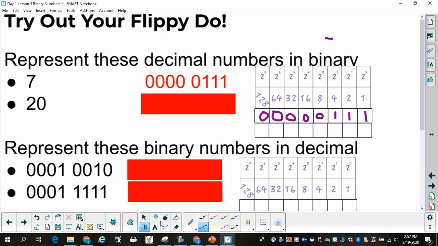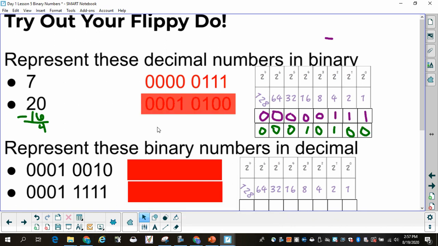Okay, let's go ahead and work it out together. I've got 20. So I'm going to run along here, and 32 is too much. So I know I don't want a 32 or 64 or a 128. But I can do a 16. Now, from 20, if I subtract 16, because I've already taken care of 16, I have 4 left over. Well, 8 is too much. Oh, I need 1, 4, and then I'm done. So I can pad it out with zeros. And here I have 0, 0, 0, 1, 0, 1, 0, 0.